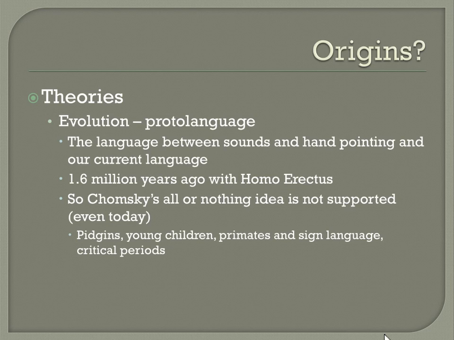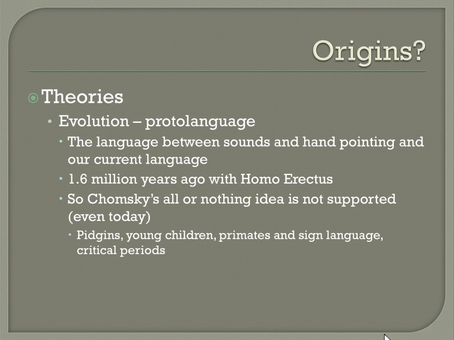Evolutionarily, we think that there was some sort of proto-language, something between sounds and hand pointing and current language. We think it was about 1.6 million years ago with Homo erectus. Obviously, this is all theory because we can't travel back in time and figure it out. But there are ways in the brain that we can look at these things and tell what they would have been capable of given biological systems at that time versus later in the development of the Homo sapiens line.